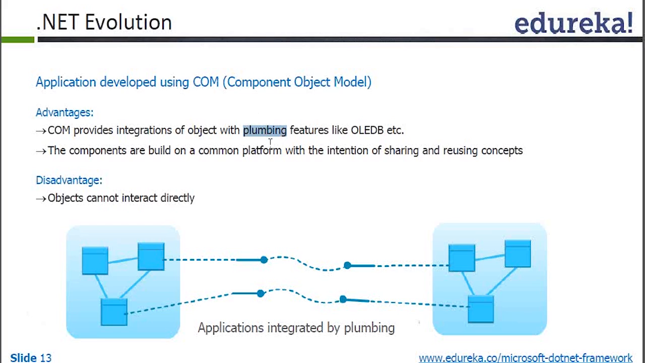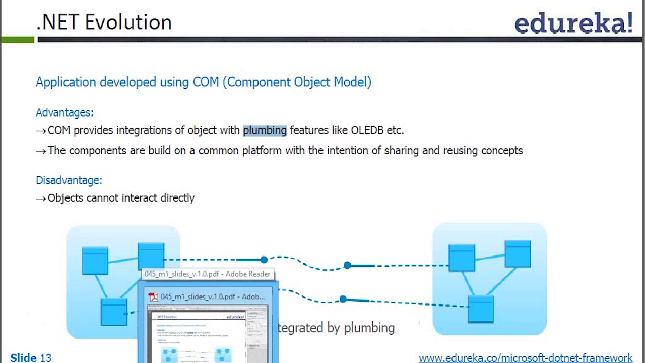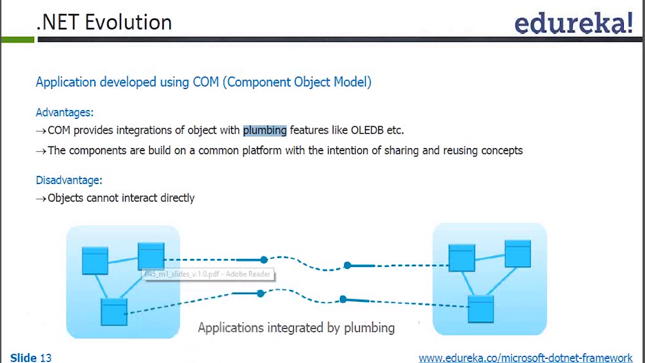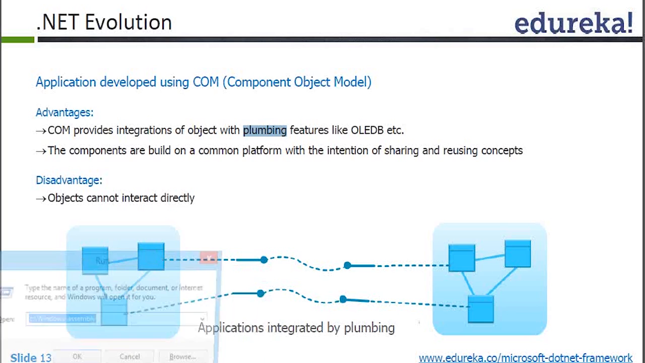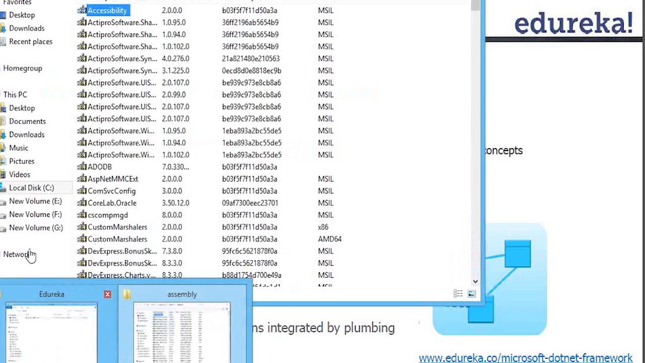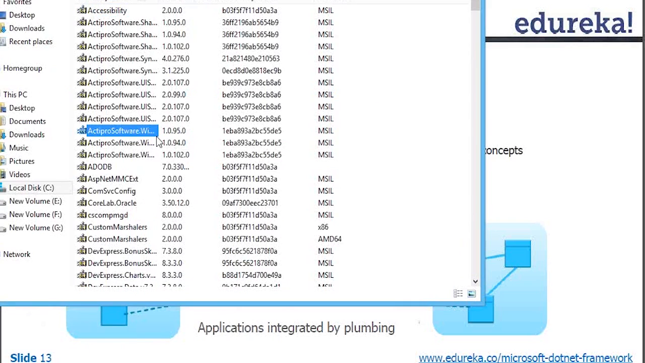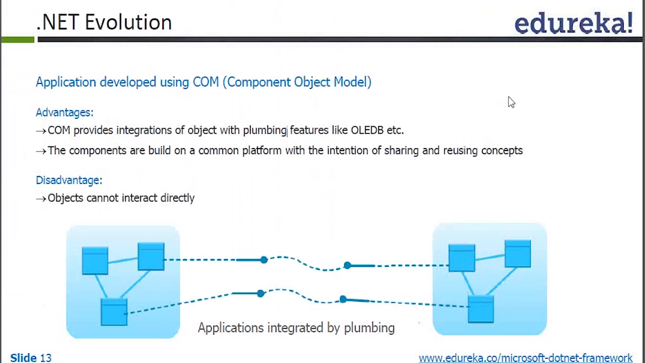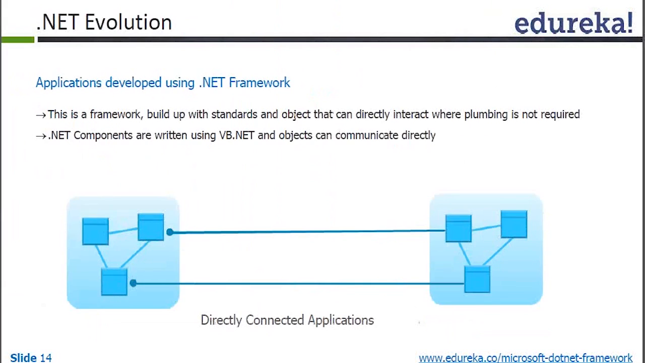But while working with .NET, those plumbing features are not required. What do I mean by this? Once you write code, you're writing libraries. Libraries will be hosted in the assemblies. Once a library is hosted here, when you try to consume that library, it will refresh the changes made. So this plumbing feature is not required in your .NET framework. What I mean to say is clear?